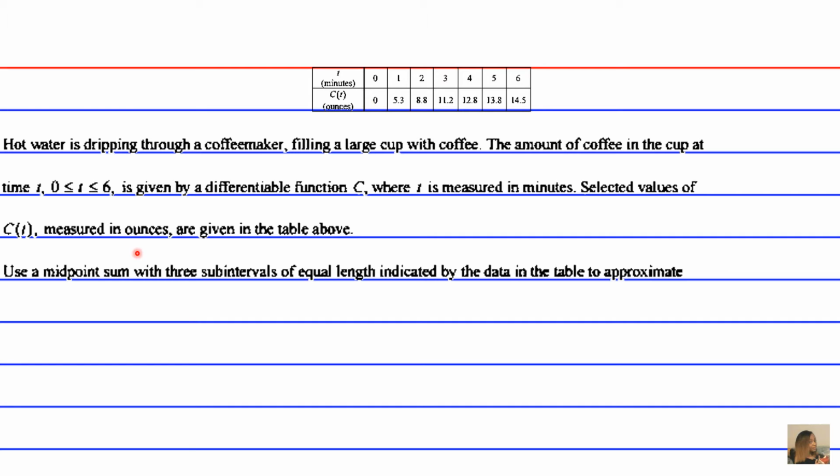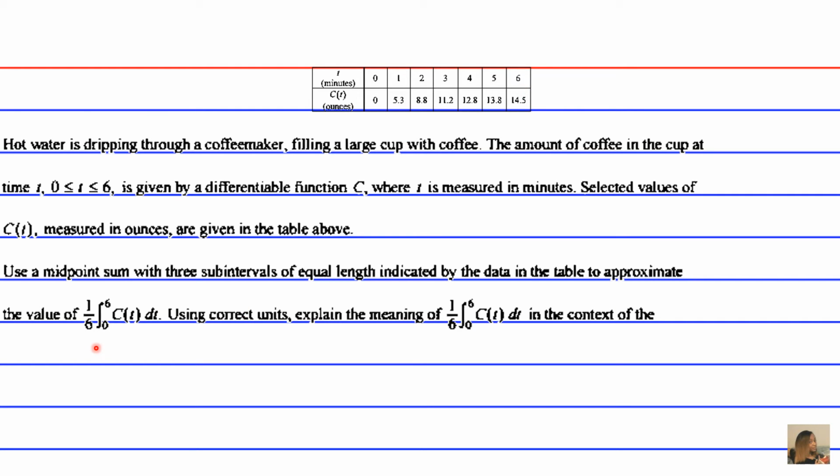So what we have to do is use a midpoint sum with 3 subintervals of equal length, indicated by the data in the table, to approximate the value of 1/6 times the integral from 0 to 6 minutes of c of t dt, and, using the correct units, explain the meaning of 1/6 the integral from 0 to 6 of c of t dt in the context of the problem.